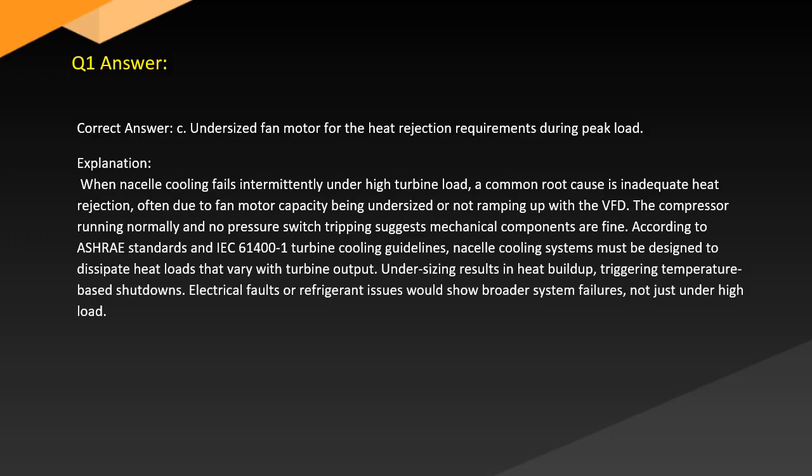Answer. Correct answer, C. Undersized fan motor for the heat rejection requirements during peak load. Explanation. When nacelle cooling fails intermittently under high turbine load, a common root cause is inadequate heat rejection, often due to fan motor capacity being undersized or not ramping up with the VFD. The compressor running normally and no pressure switch tripping suggests mechanical components are fine.